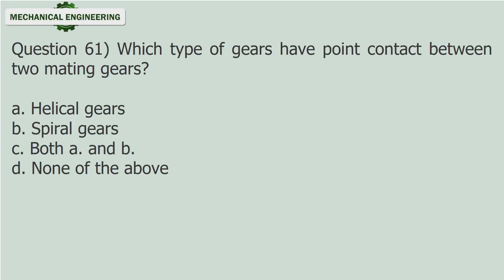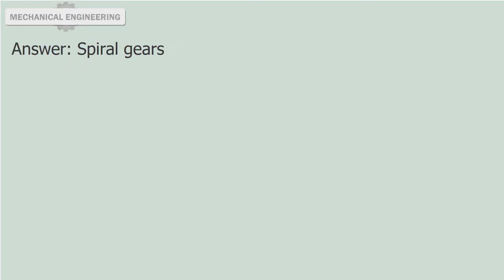Question 61. Which type of gears have point contact between two mating gears? A. Helical gears. B. Spiral gears. C. Both A and B. D. None of the above. Answer: spiral gears.